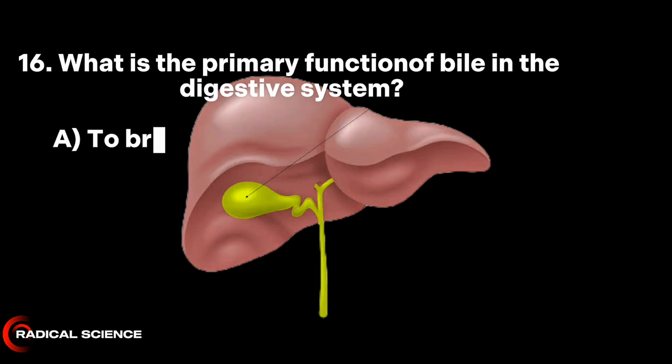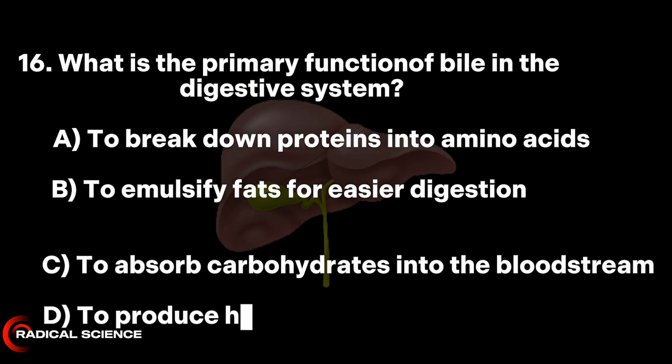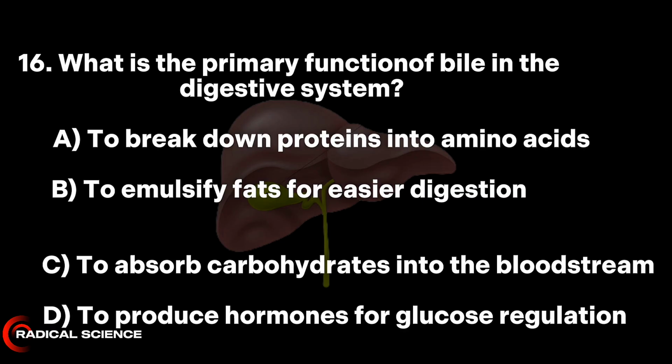Number 16. What is the primary function of bile in the digestive system? A. To break down protein into amino acids. B. To emulsify fats for easy digestion. C. To absorb carbohydrates into the bloodstream. D. To produce hormones for glucose regulation.